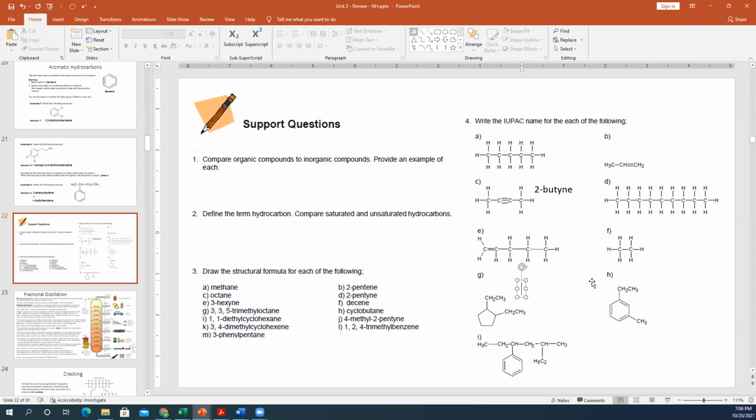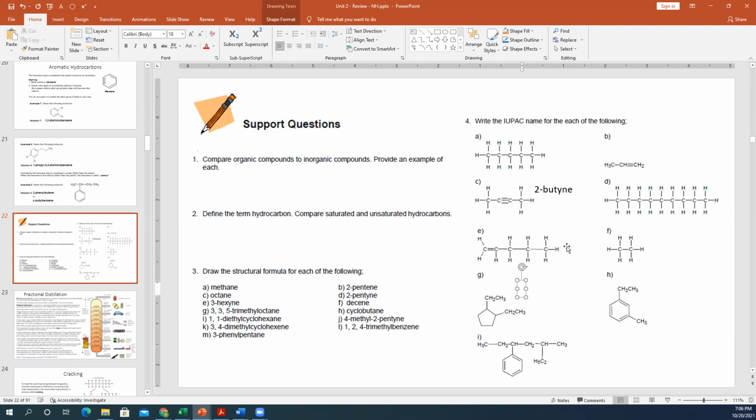So what would this be? This would be a cyclo. Cyclo what? What kind of a? It's got 5 carbons, so it's a pentane. So it's a cyclopentane, but that's not all that there is here.